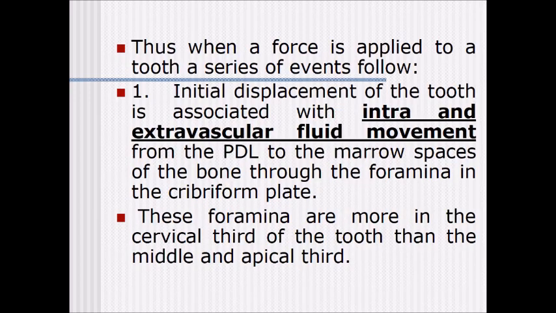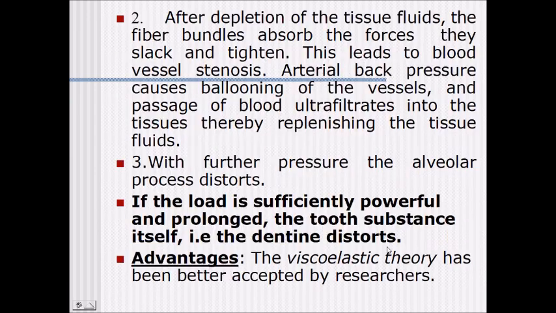Thus, when a force is applied to tooth, a series of events will be there. Basically, in step 1, the initial displacement of tooth is associated with intra and extravascular fluid movement from the periodontal ligament to the marrow space of the bone through foramina in the cribriform plate, and these foramina are more in the cervical third of the tooth than the middle and the apical third.